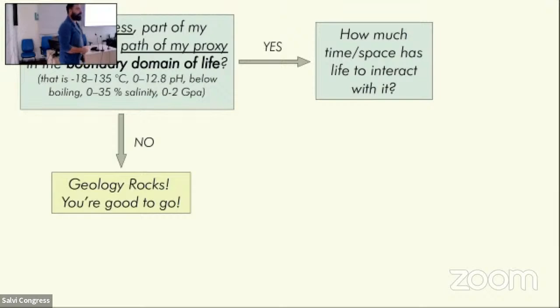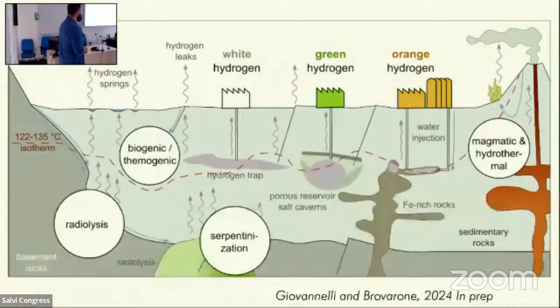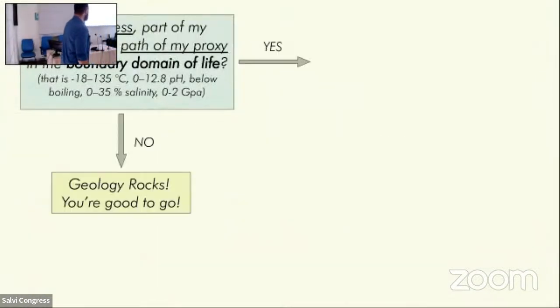So now you need to ask a new question. Let's go back for a second. Look at this figure I showed you here. There's a line there, which is an arbitrary line we put down, which is the 122 to 135 isotherm. If your system is above it, worry. If your system is below it, don't worry too much, right? That's exactly what I'm telling you. So you ask yourself this question: no, good to go; yes.